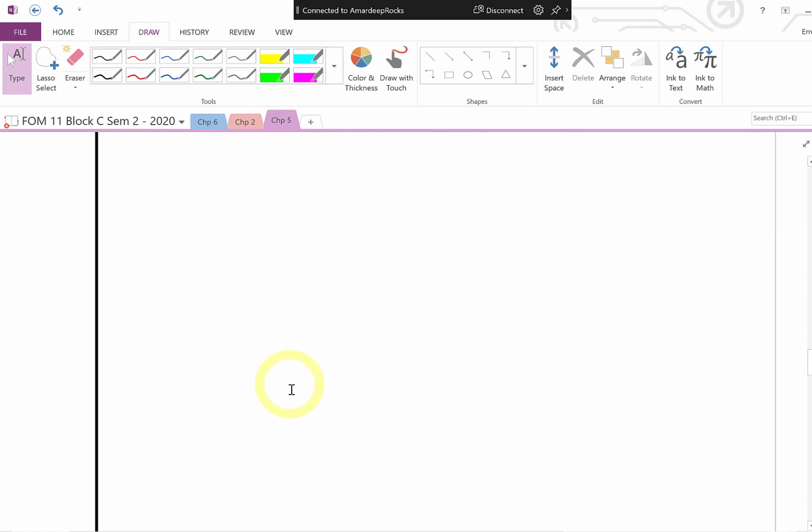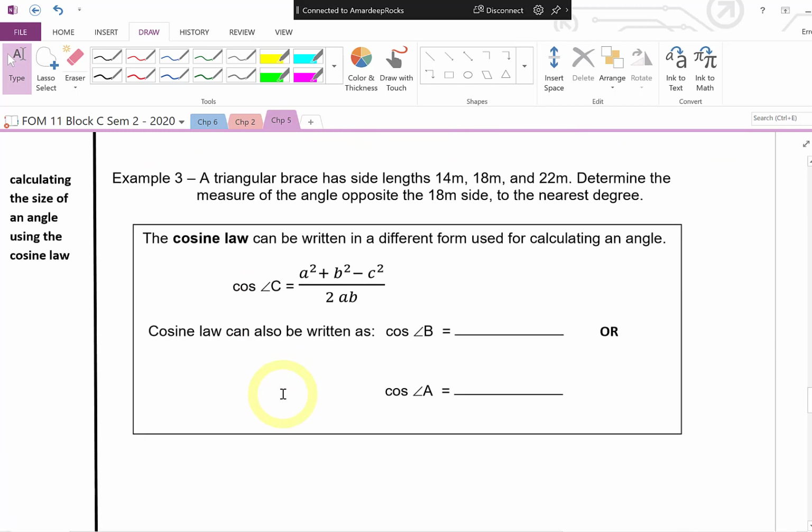Next example. It says here, a triangular brace has side lengths 14, 18, and 22. Determine the measure of the angle opposite the 18-meter side to the nearest degree. Now, if you want to find angles, cosine of angle C is equal to a squared plus b squared minus c squared over 2ab.